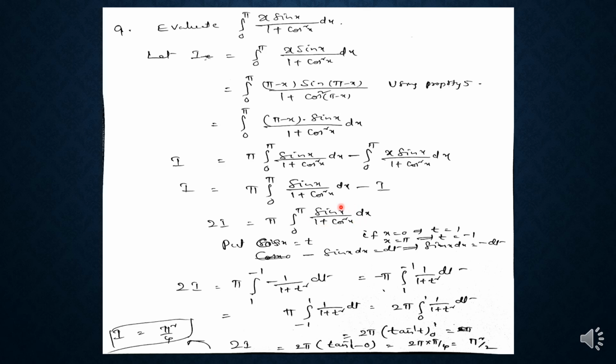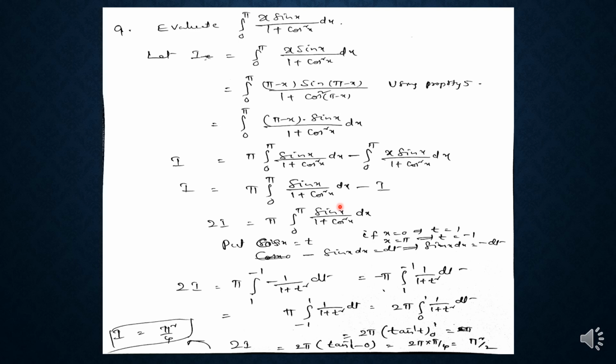Now we have to solve this integral, sin x by 1 plus cos square x dx. To evaluate this integral, you can see in the denominator the function cos x, and in the numerator you can see sin x. So one is the function and the other is its derivative. If we take cos x is equal to t, then what is the derivative of cos x?